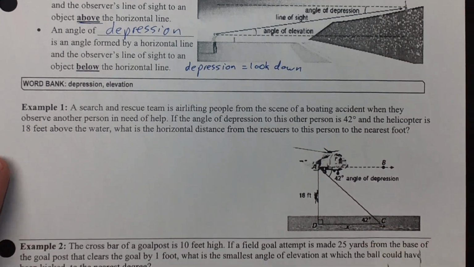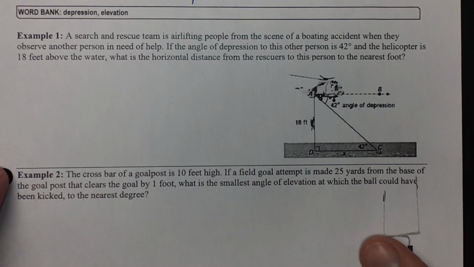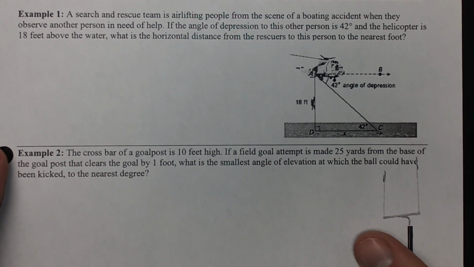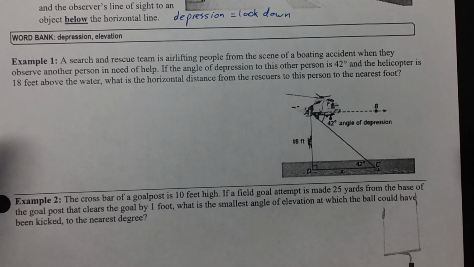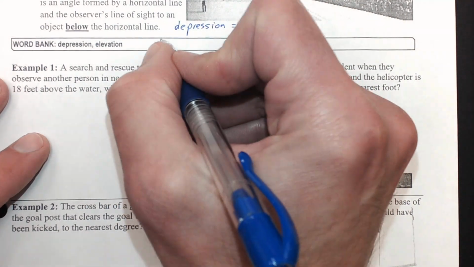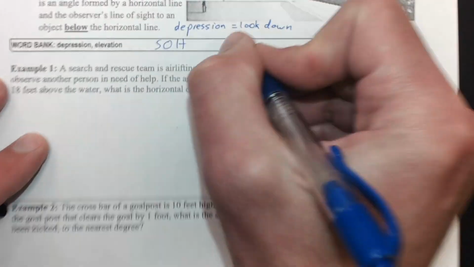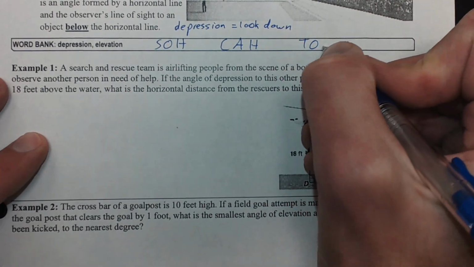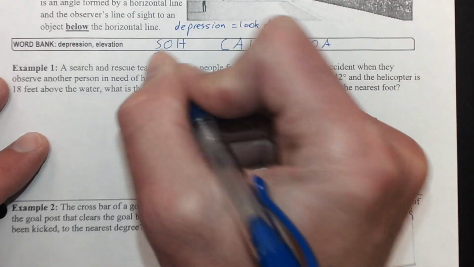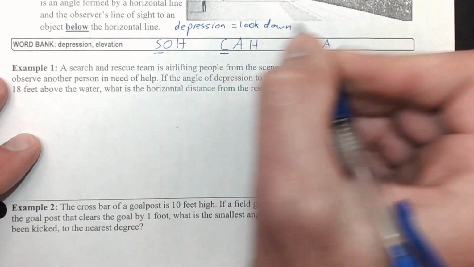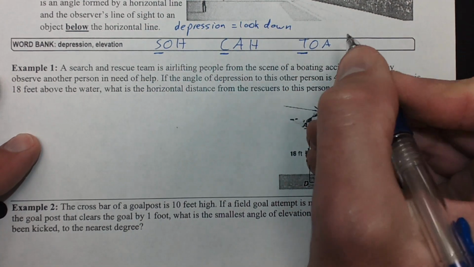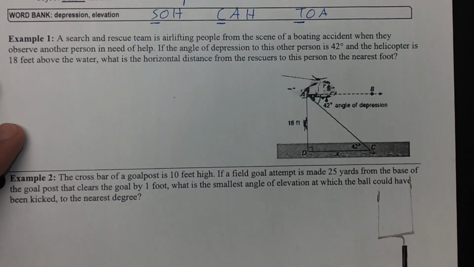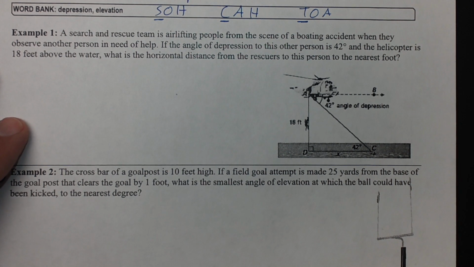And we're going to do problems for each of these to give you some examples. You are going to need to know your SOHCAHTOA, so it might be helpful to just write that down. SOHCAHTOA, where S stands for sine, C is cosine, and T, of course, is tangent. So let's just go through some word problems.